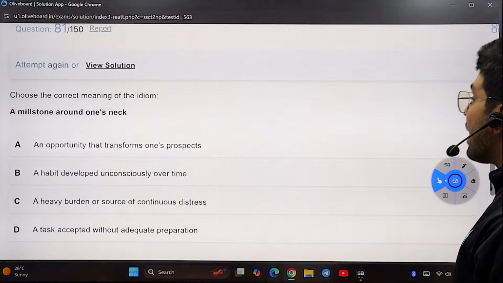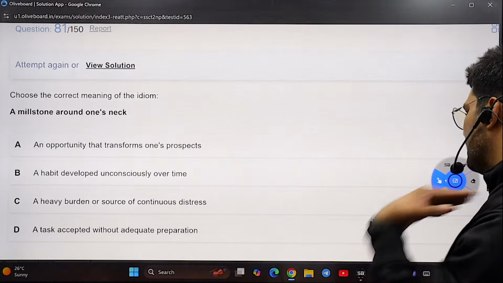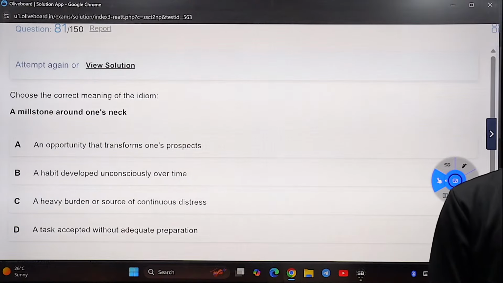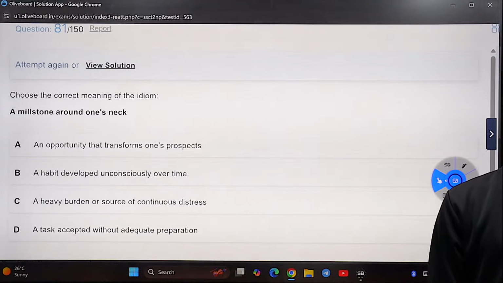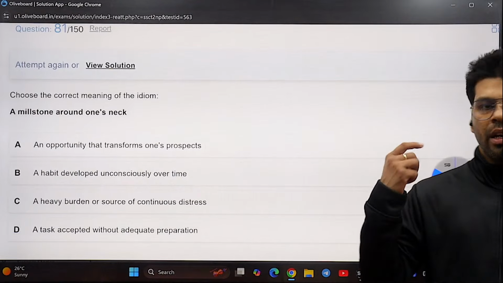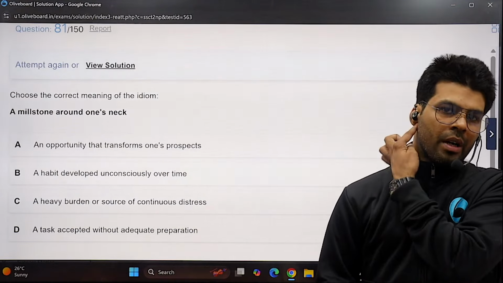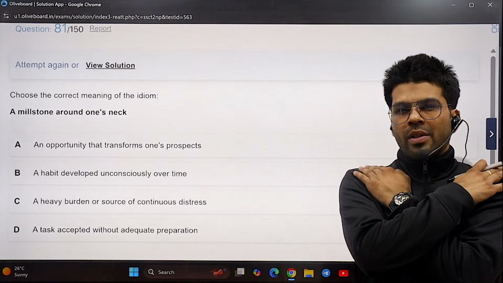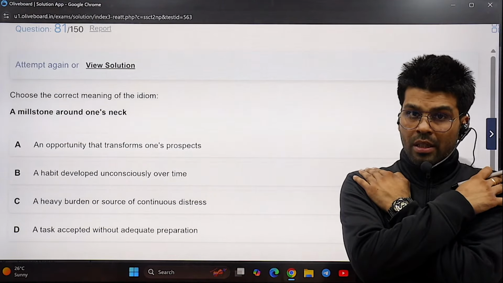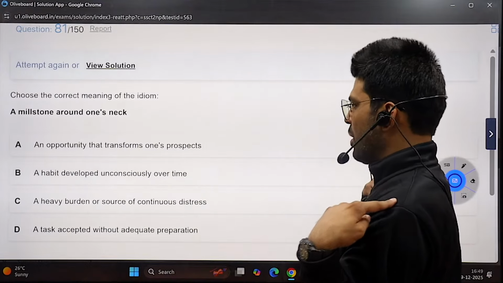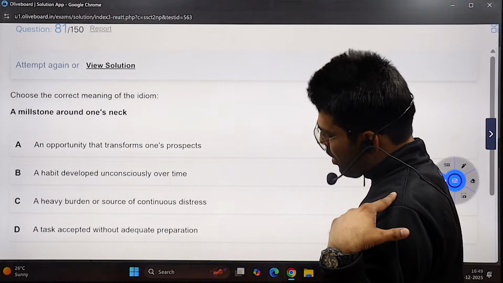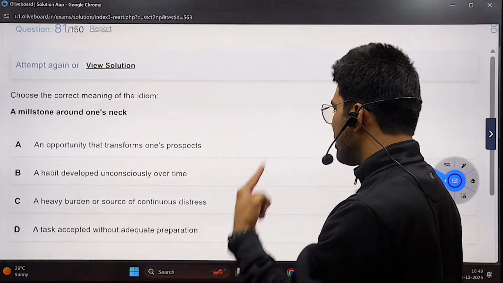A millstone, not milestone, around one's neck. Siddharth. Yes, of course. If we have something here, it's around the neck. That means on the shoulders. Around the neck, we have shoulders. And whatever is there on the shoulders is some sort of a responsibility or a burden. Yes, absolutely. Opportunities are not on the shoulders. Habits are not on the shoulders. Tasks are not on the shoulders, but yes, responsibilities, burden can be on the shoulder. Done. Around the neck.